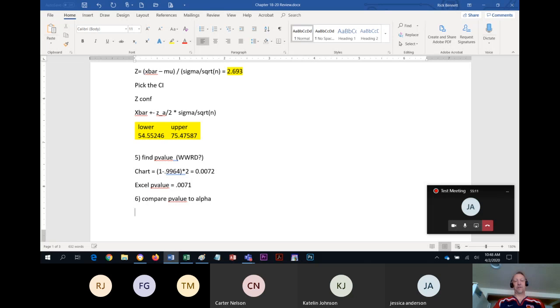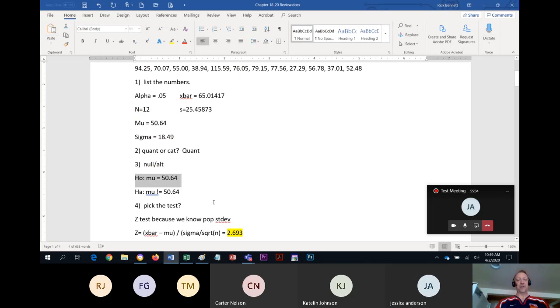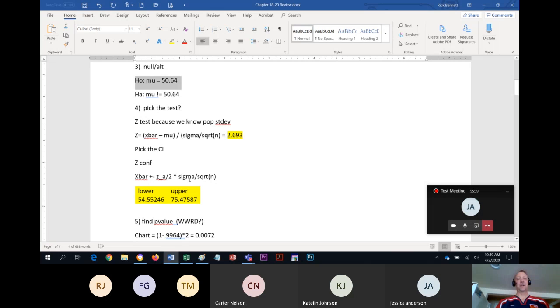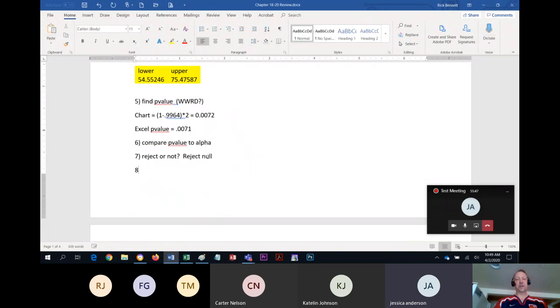So the null said, as just a reminder, the mean cell phone bill is $50.64. We've rejected that. We therefore think that the mean is not $50.64. Okay. So our conclusion is there is not enough evidence to show that the mean cell phone bill is $50.64.